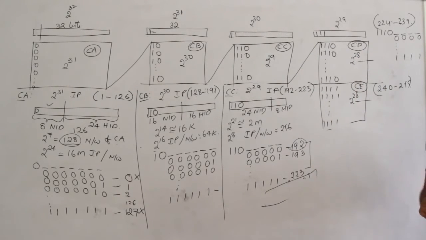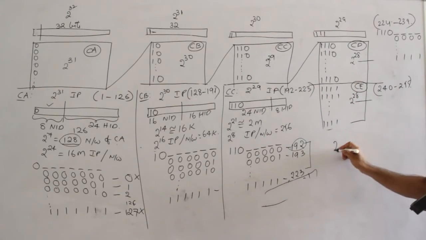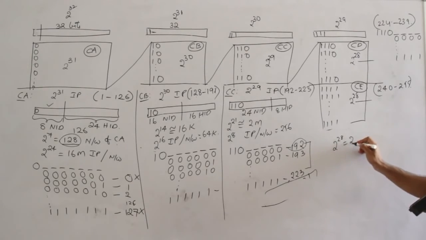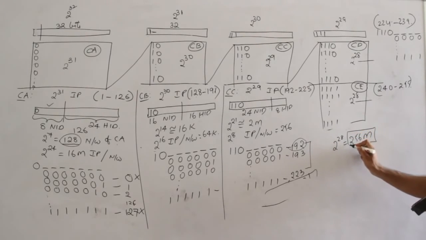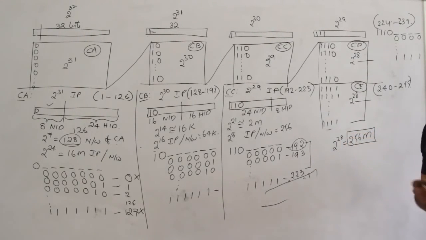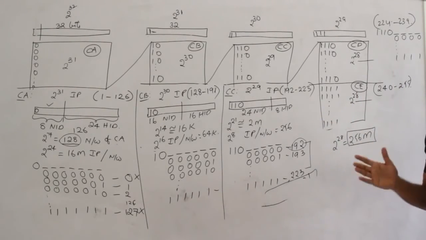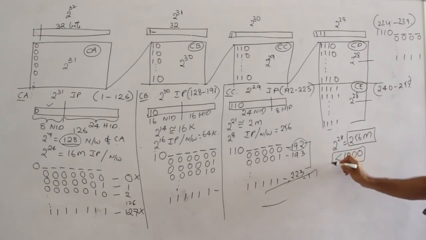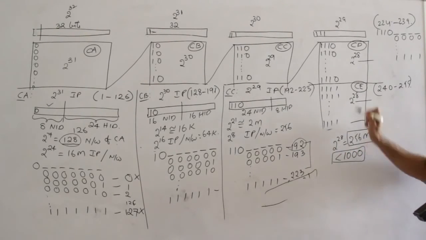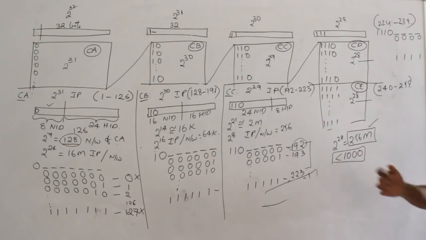The reason is 2 power 28. What is 2 power 28? Nearly 256 million. 256 million IP addresses have been reserved for multicasting, thinking that we are going to use these as 256 million groups. But even today, from the 1980s to this day, we have less than 1000 groups, which means we are using less than 1000 of these 256 million reserved addresses. That is why class D is a disadvantage, right?